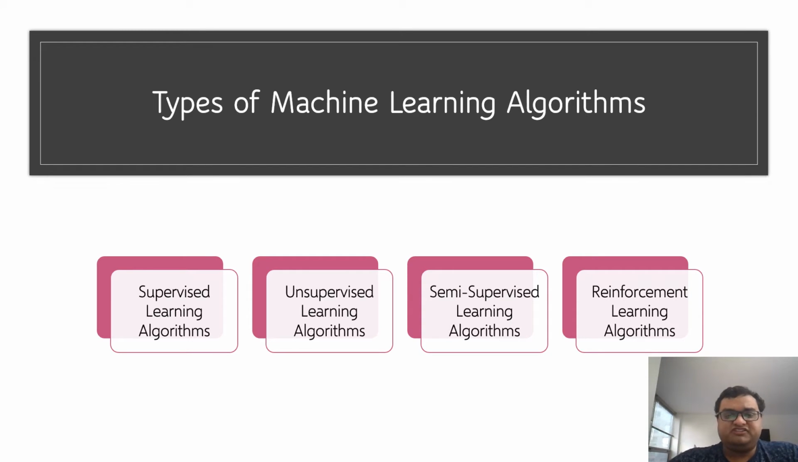So here are the various types of machine learning algorithms. You have supervised learning algorithms, unsupervised learning algorithms, semi-supervised learning algorithms, and reinforcement learning algorithms.